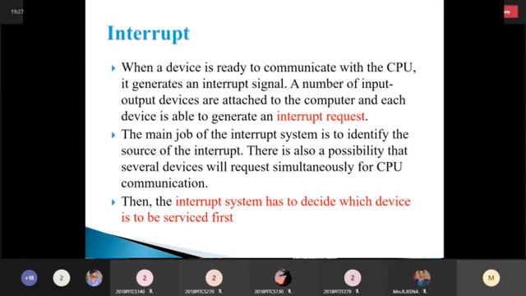There is also a possibility that several devices will request simultaneously for CPU communication. Then the interrupt system will decide which device is to be serviced first. So many input-output devices will be giving requests, but this interrupt system only will decide which device needs to be serviced first. Okay, so this is about the interrupt and interrupt request.